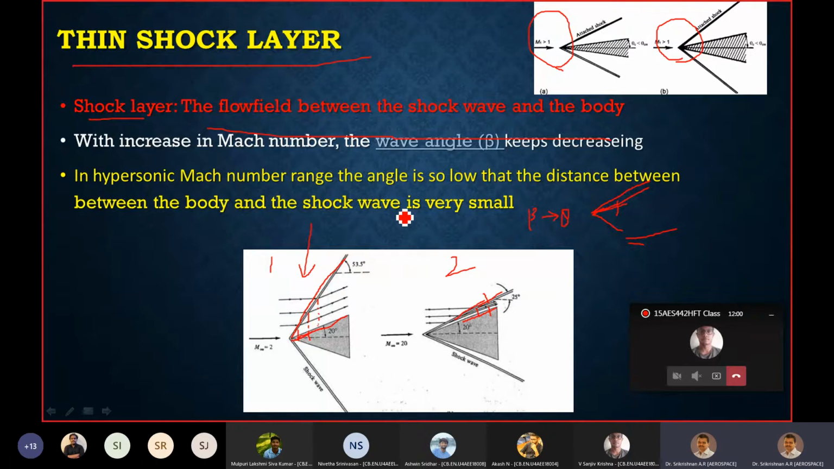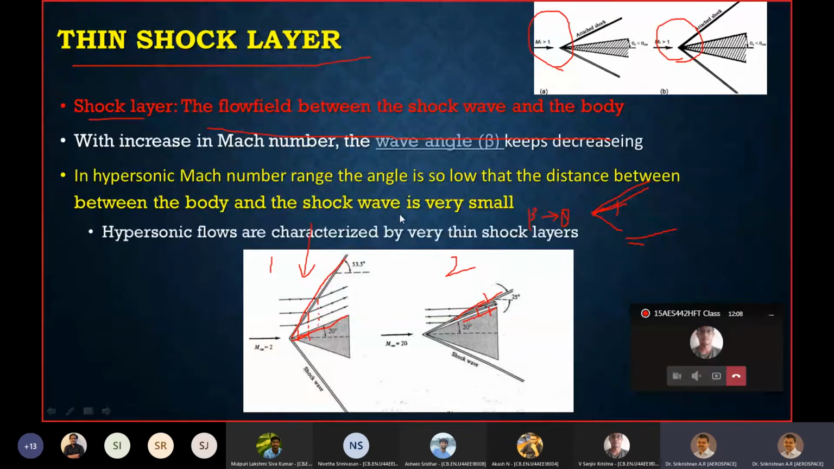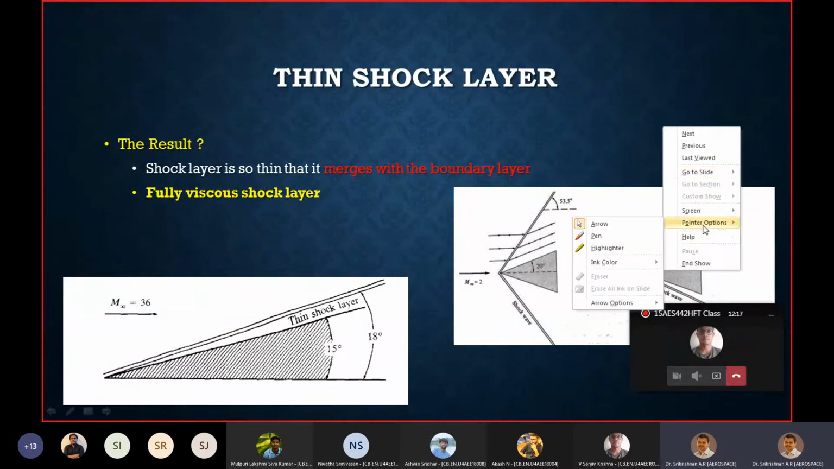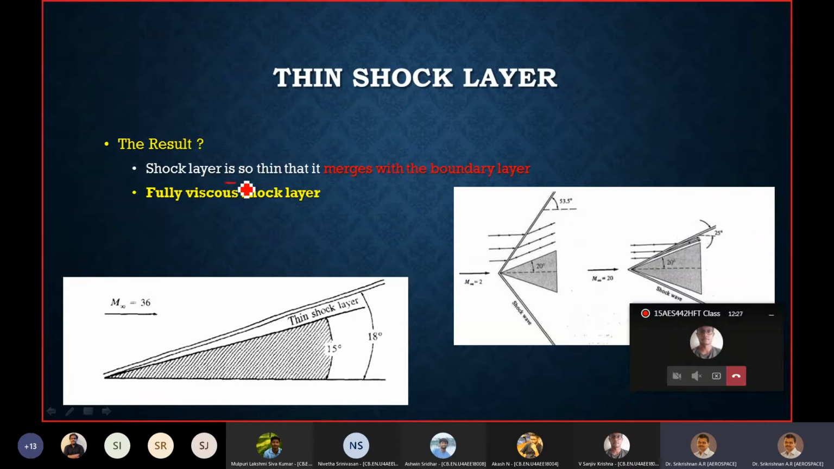Why is it important? Because with increase in Mach number, the shock layer becomes thinner and thinner, in such a way that eventually the shock layer tends to merge with the boundary layer. Now remember, please be attentive to what we are considering now. The shock layer is so thin that it will merge with the boundary layer.